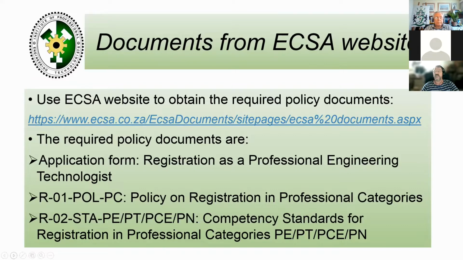Then, please, you must read through these documents and study them well. It's the R01 POL PC. That's the policy on the registration in professional categories. That's a general one for all categories that helps you along. Then you get the R02, STA, which means standards. PE is for professional engineer. PT is professional technologist. PCE is professional certificated engineer. And PN is a professional technician. Competency standards for the registration in professional categories PE, PT, PCE, PN.